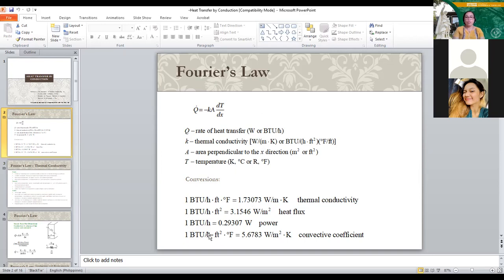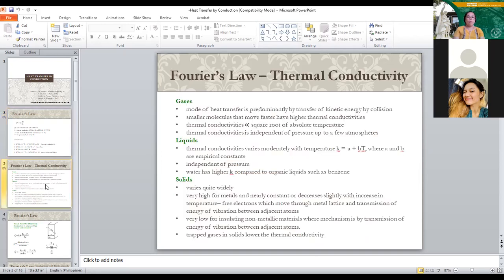Now you have here the different conversions that you might find useful when you are converting the set units of your thermal conductivity, the heat flux, the heat transfer per unit area, the power, and for the convective coefficient later on, which is h, when we go to convective mass transfer or heat transfer for that matter. Now, we continue. Let me see if I can also show you everything in this slide.